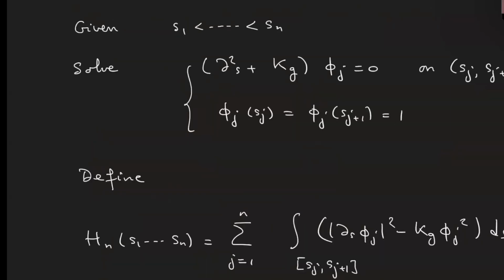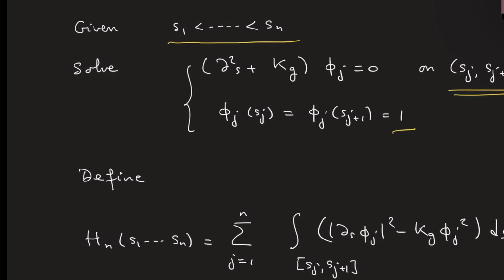And in fact, you can give a variational framework. You can put this into a variational framework. So what you do is that you pick up along your geodesic endpoints S1 to Sn, and on each of the interval Sj, Sj plus 1, you solve the Jacobi equation with boundary points equal to 1.